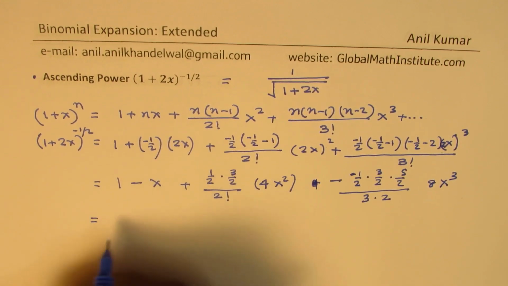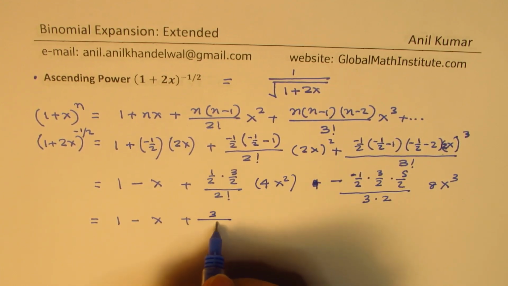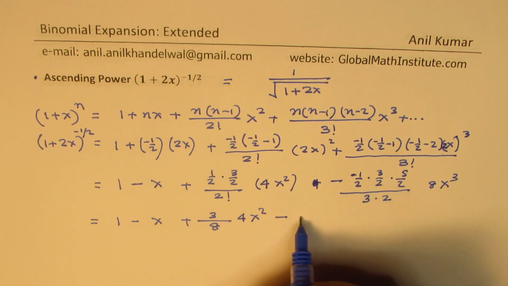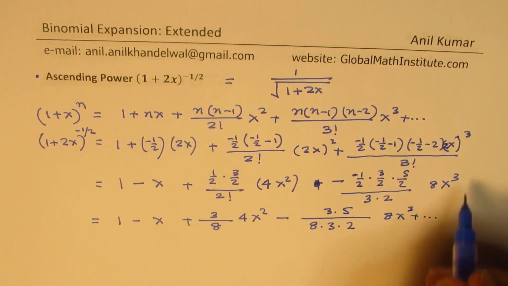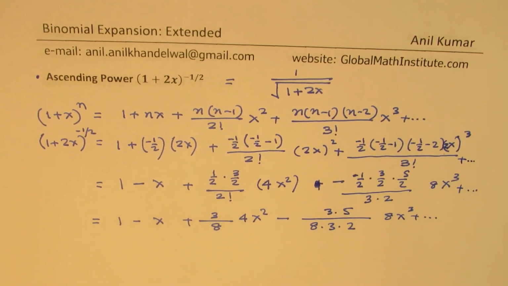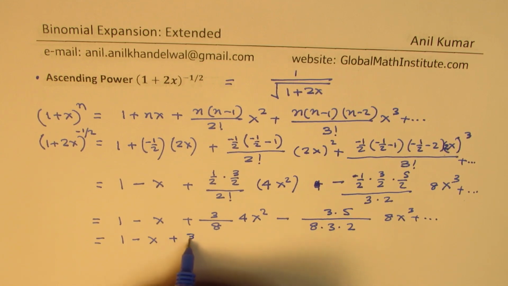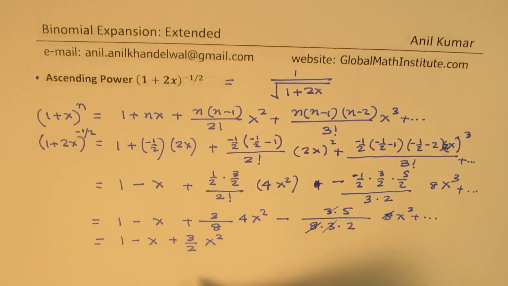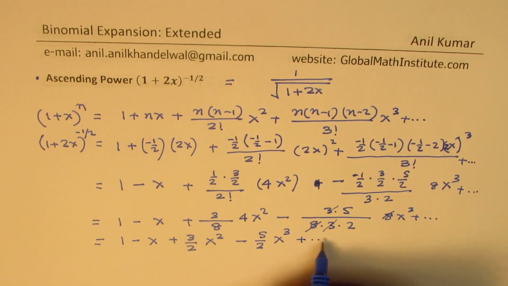Right. Now this can be written as 1 minus x, and that is 1 times 3 is 3 over 8 times 4x squared. We'll simplify this now. Minus, so these are 8, right? So we can write this in the denominator, 8 times 3 times 2. The numerator here is 3 times 5, and we have 8x cubed plus more terms, right? It is definitely an infinite series, right? Now this could be written as 1 minus x, that goes 2 times, so we get plus 3 by 2 x squared. Now here we can cancel 3's, we can also cancel 8, so we get 5 by 2 minus x cubed plus so on, correct?